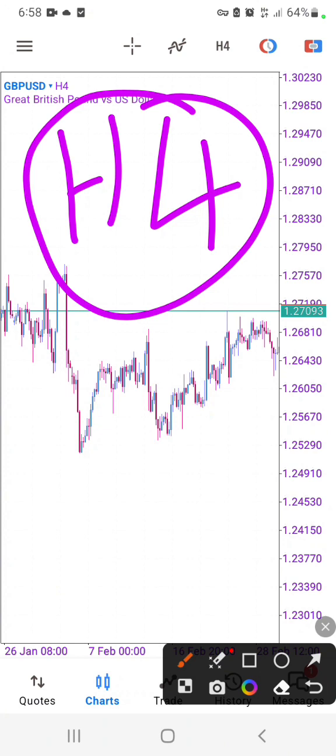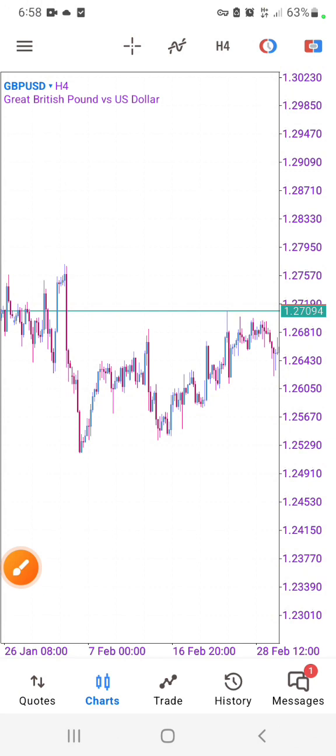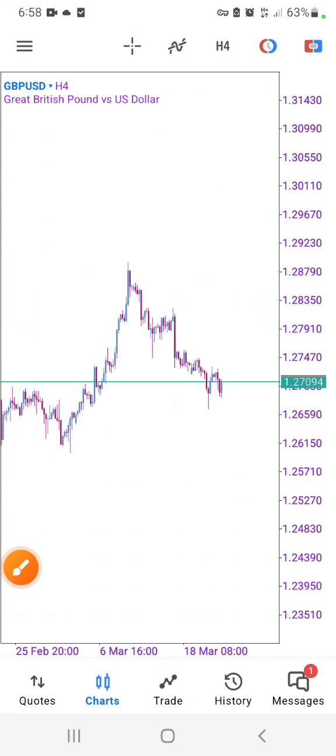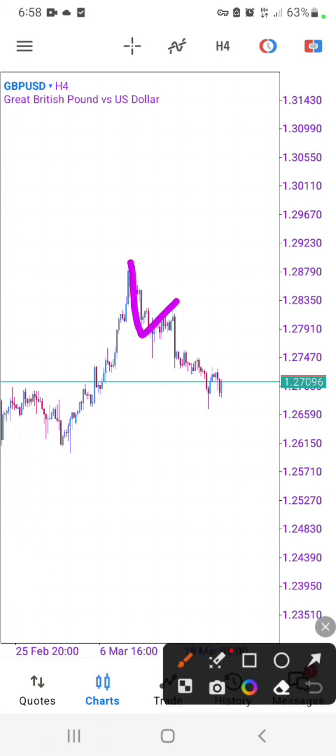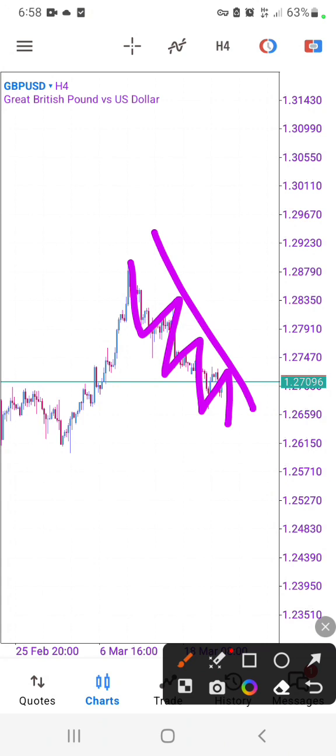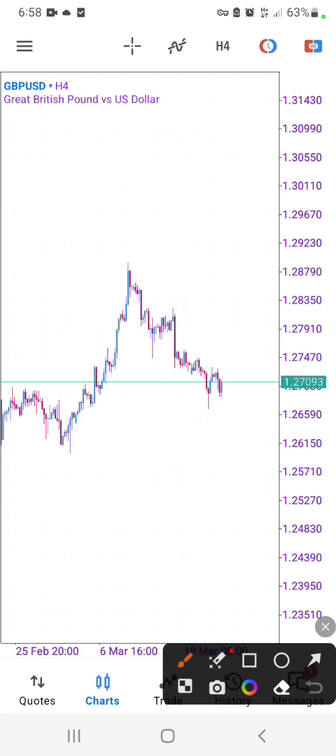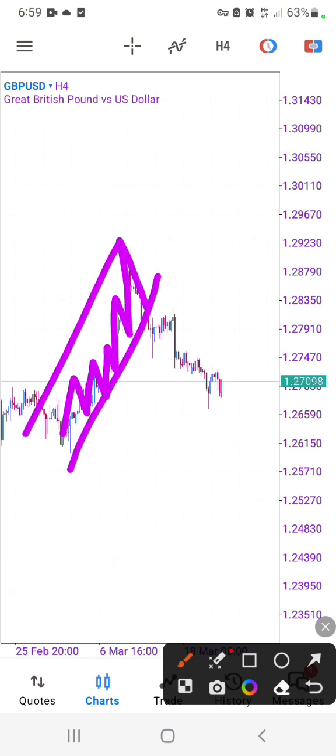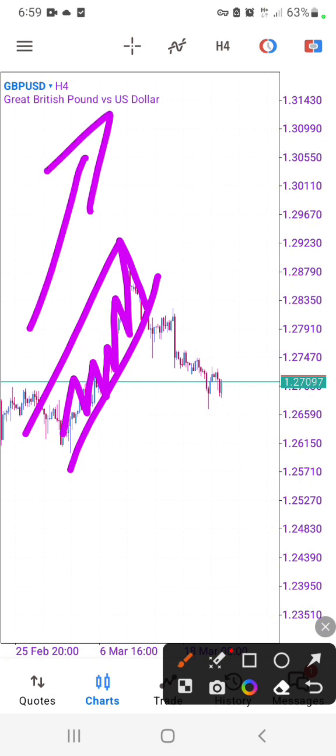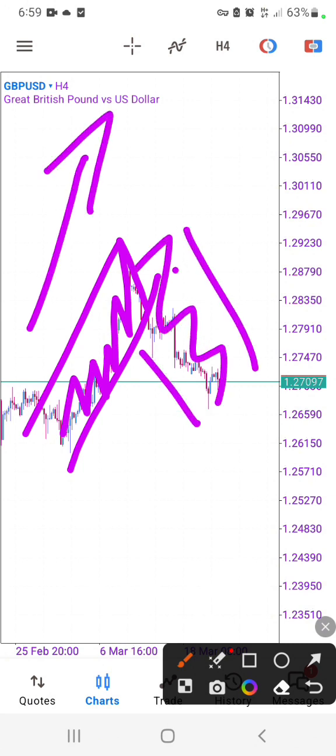So let us go to the chart and find our direction. If we come here, we can see that the market, where we are right now, is making lower lows and lower highs, which means this is the direction. Before this happened, the market had been making higher highs and higher lows, which means the market was going up. And now the market is going down. This is the trend.